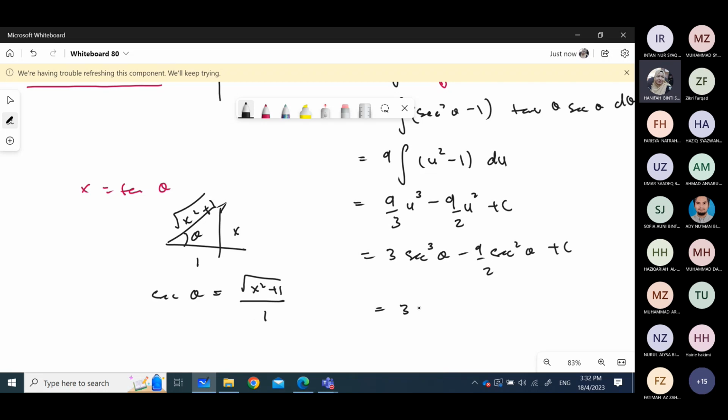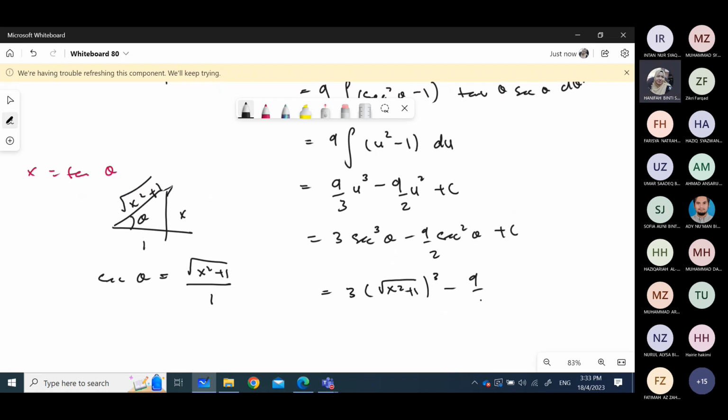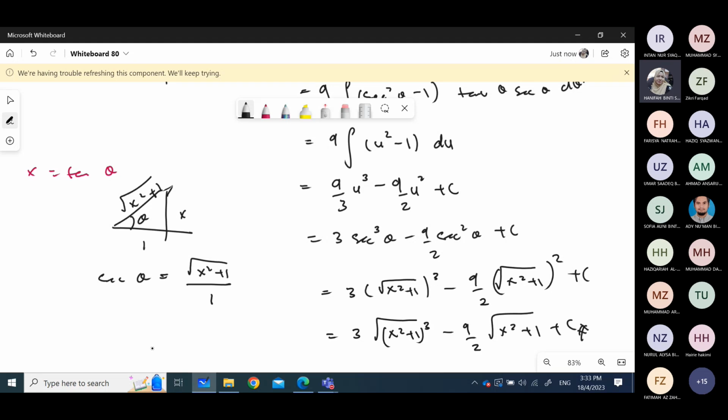So we have 3 square root x squared plus 1 to the power of 3 minus 9 over 2 square root x squared plus 1, the whole thing to the power of 2. Okay, so this one you can solve. Then here we have 3 square root x squared plus 1 to the power of 3 minus 9 over 2 square root x squared plus 1 plus c. Okay, so this is the answer.